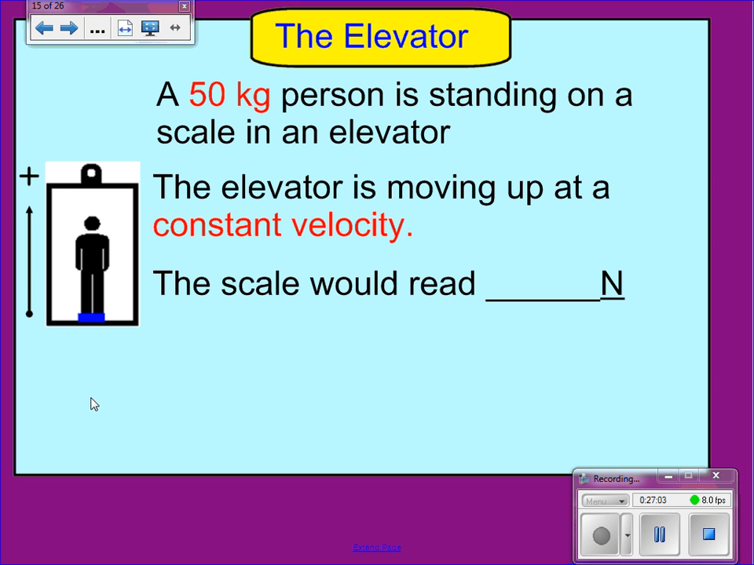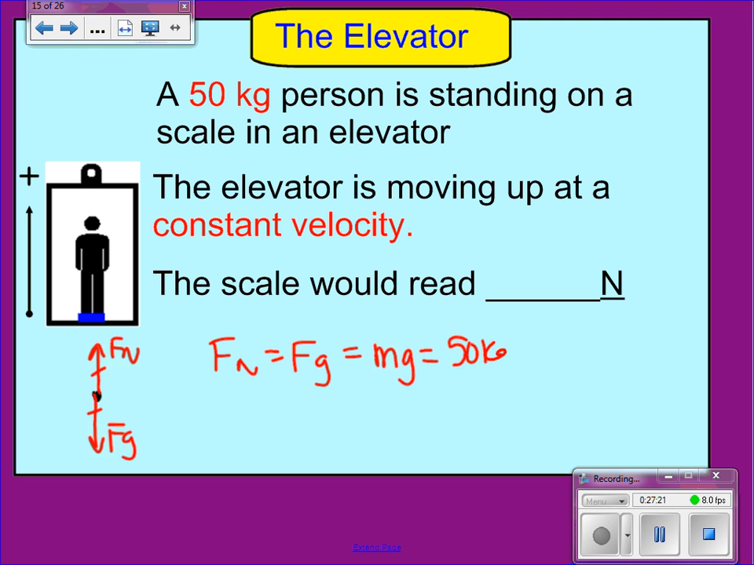And so when the object's in equilibrium, that means that my force of gravity is the same thing as my force normal. And since the force normal and force of gravity are equal to each other, and your force normal is what your apparent weight comes from, my scale is just going to read what my force of gravity is, which, once again, is 50 kilograms times 10.